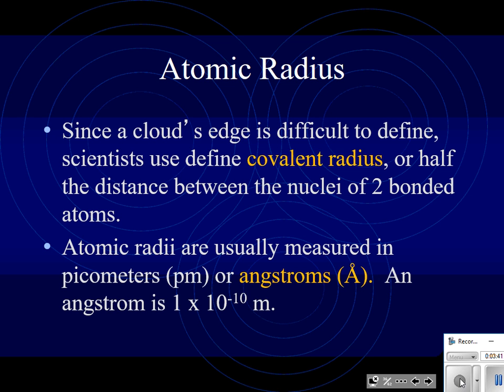Okay? It's usually measured in picometers or angstroms. So if you see the little a, that looks to me like a little 0 or a degree sign on top of that, that is an angstrom. It is equal to 1 times 10 to the minus 10 meters. So it's a very, very small number, which we would expect if you're measuring distances in between atoms. Yeah, it's going to be teeny.